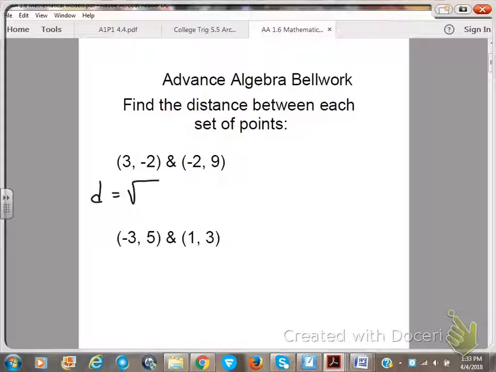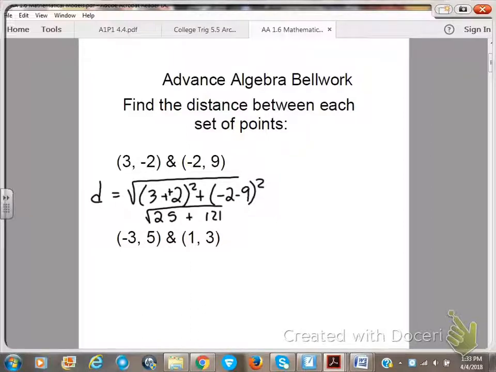So we got the square root of 3 minus negative 2 squared plus negative 2 minus 9 squared. 5 squared is 25. That'd be negative 11 squared, so 121. Easton, 25 plus 121? Yes, 146. Thanks, buddy. All right, not a perfect square.